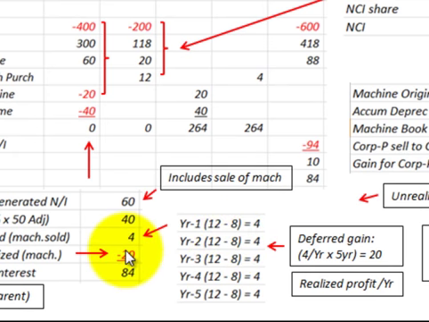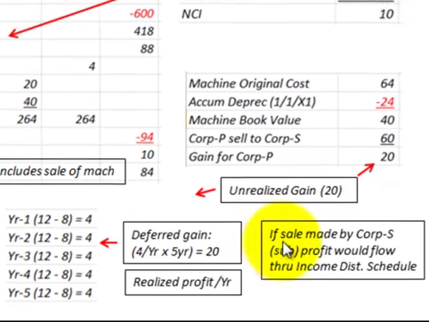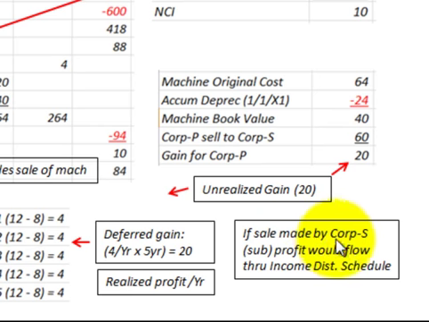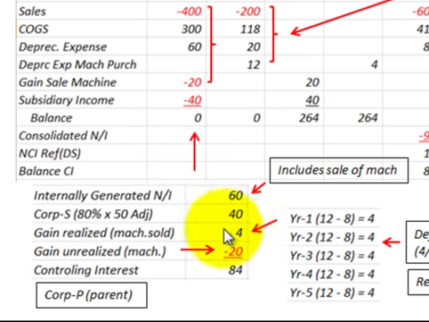So just summing all these, the controlling interest gets $84,000 in income. Now, one other thing to note: if this sale was made by the subsidiary, the profit would flow through the income distribution schedule. In this case, this total gain went to the parent.